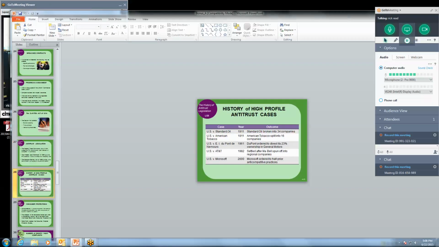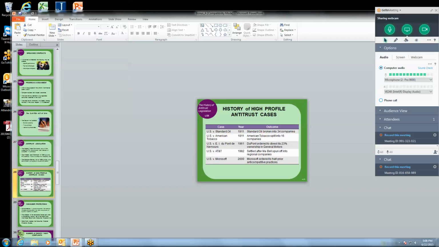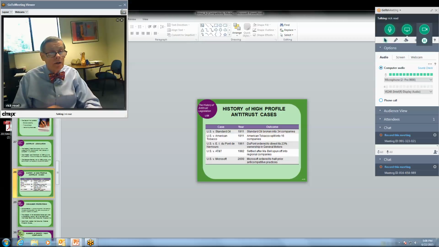These are some high-profile antitrust cases. I'm not going to go through these. Of course, the most famous is U.S. versus Standard Oil in 1911. It broke Standard Oil into 34 separate companies.